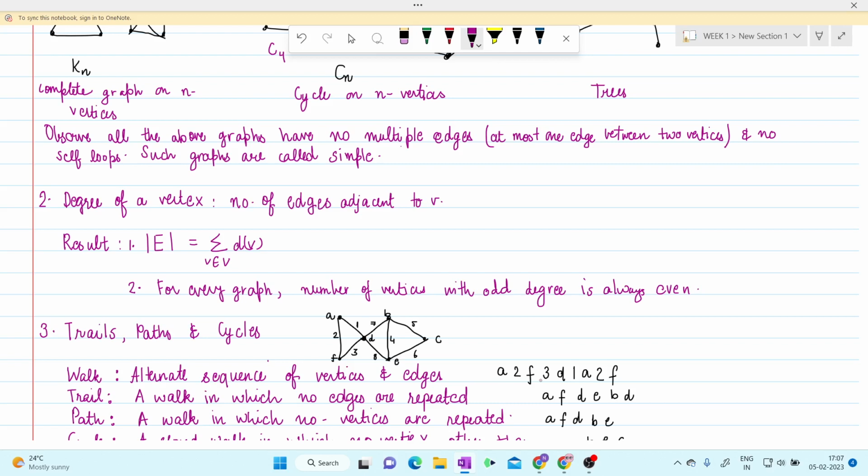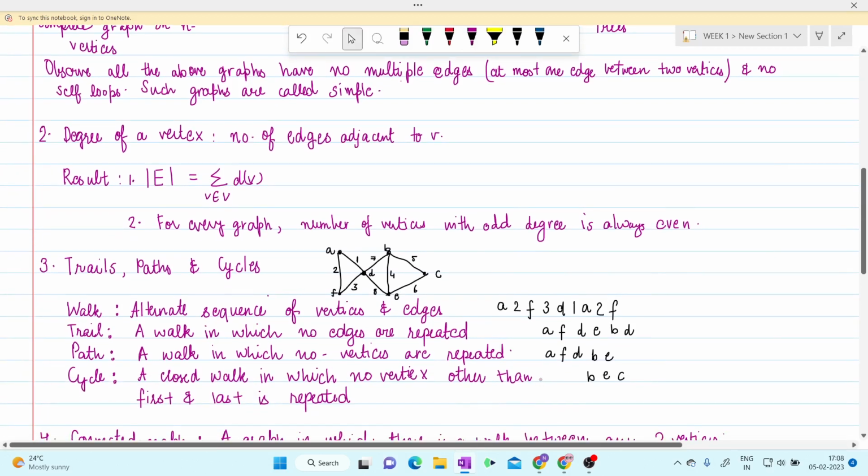Yeah. So this was the first basic result, and using this first result, we can also deduce that in any graph, the number of vertices with odd degree will always be even. So these are two basic results.